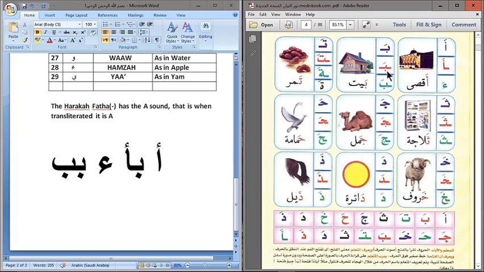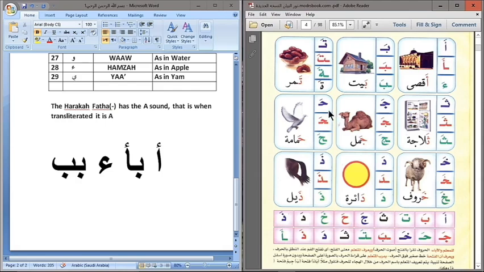So this is how bar looks like at the middle, and if you are to end it, it will look like this, as you can see here. The same thing also applies to ta. Ta at the beginning looks like this, ta at the ending looks like this, and when ta is standing alone. This is tha at the beginning, tha at the middle, and tha at the end. This is jim at the beginning, jim at the middle, and jim at the end.